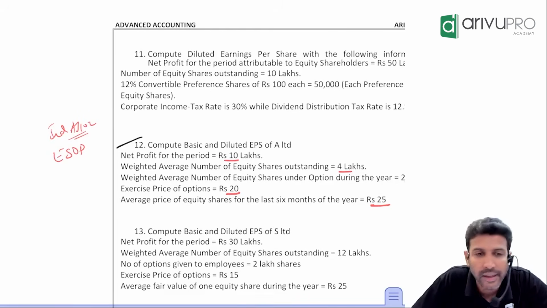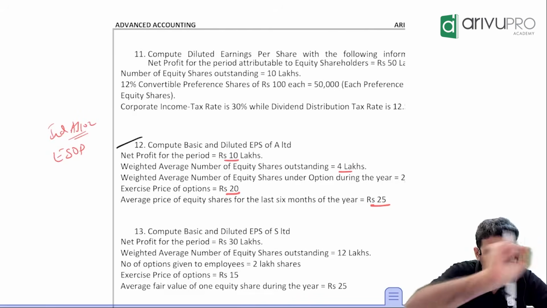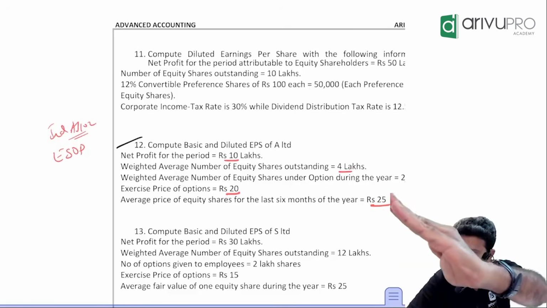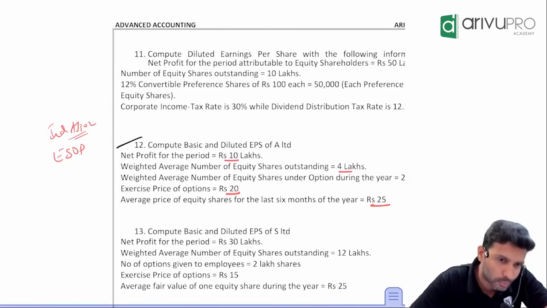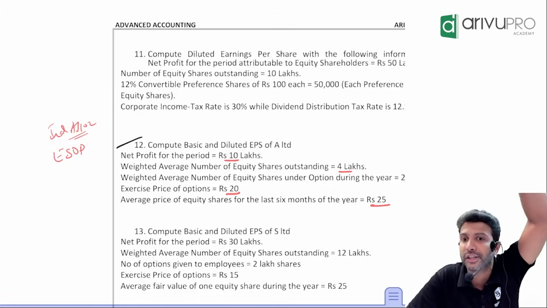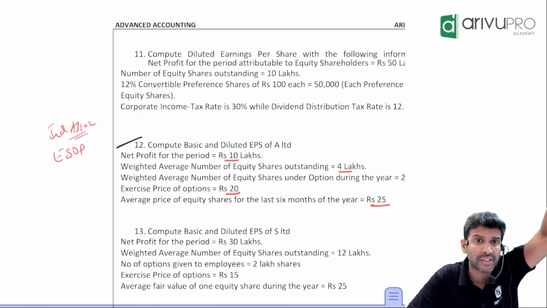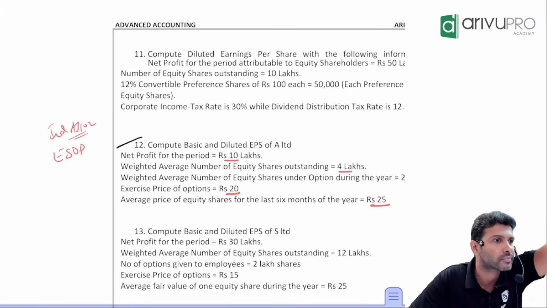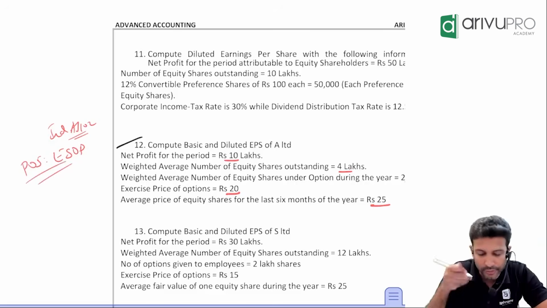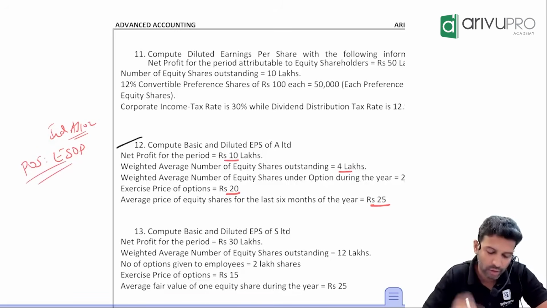So what is the company telling? Company and employee have made an agreement. What agreement? Company will give shares at a discounted price to employees. When? Today or in future? Future. Future means it is basic EPS or potential equity shares? Potential. So ESOP also is an example of potential equity shares. If such things are there, how EPS is going to get impacted is what we are trying to calculate.